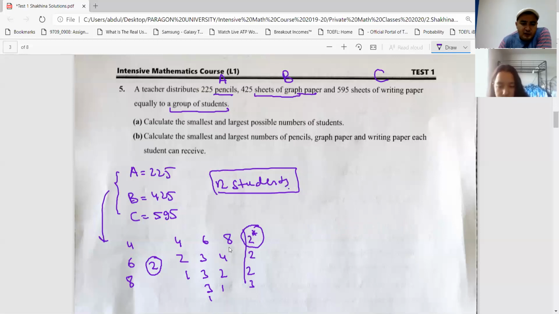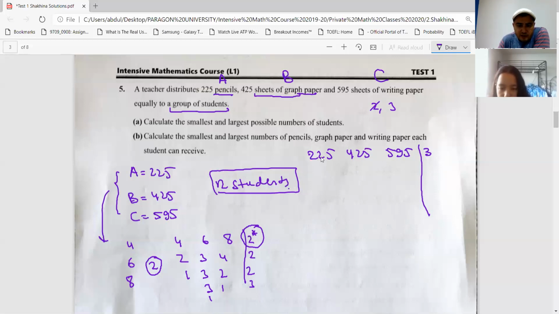I need space here. So I need to find the highest common factor of these two numbers. What is that? That is 225, 425, and 595. As you see here, these are all odd numbers. None of them are divisible by 2, so I cannot divide by 2. The next prime number is 3. Is it divisible by 3? Yes.